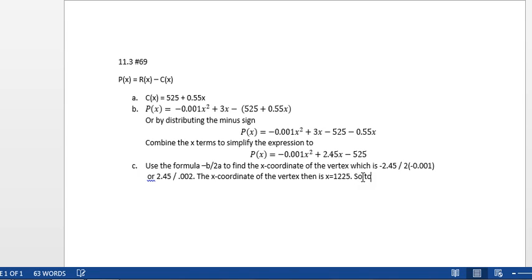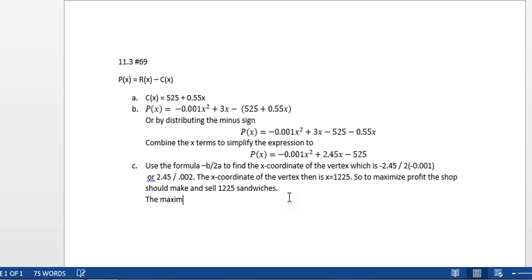Okay, so to maximize profit, the shop should make and sell 1,225 sandwiches. Now, how much profit would they make if they made and sold 1,225 sandwiches? So now we have to take this x value of 1,225 and plug it back into the profit function.